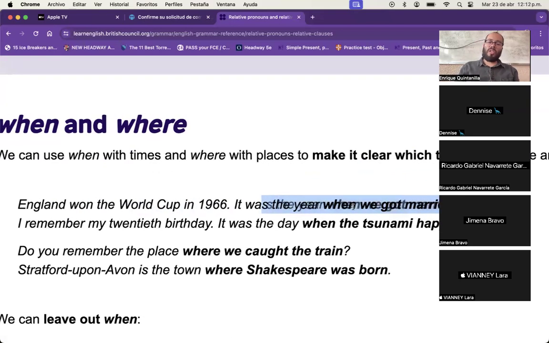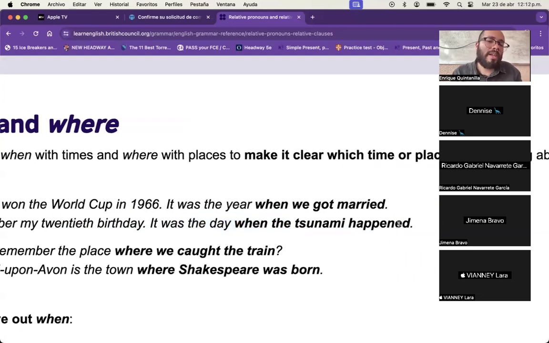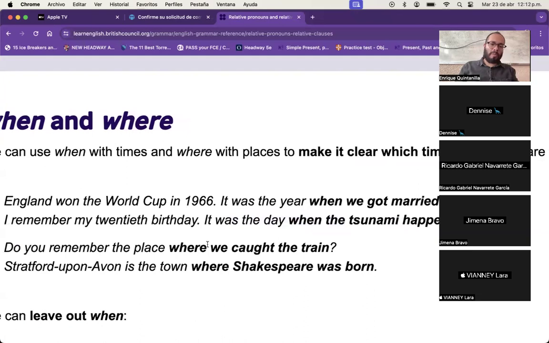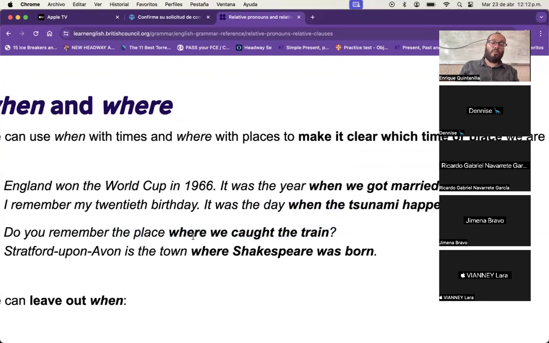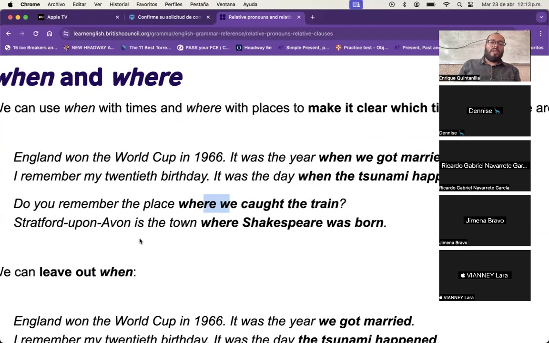We are talking about time here, no? In 1966, that's why we use when. I remember my 20th birthday. It was the day when the tsunami happened. Do you remember the place where we caught the train? The place we caught, where we caught the train. So Stratford upon Avon is the town where, because we are talking about where Shakespeare was born.